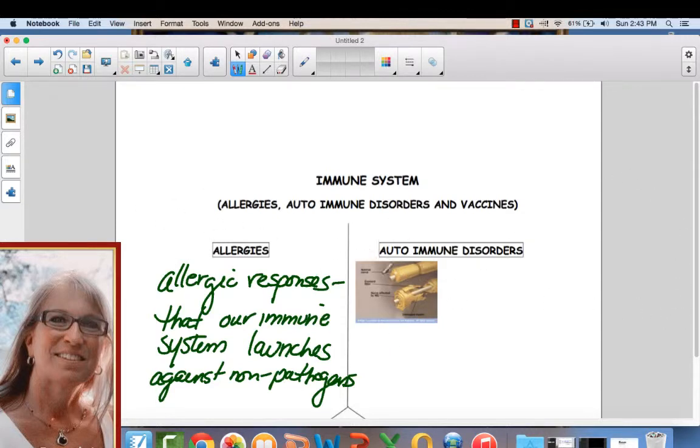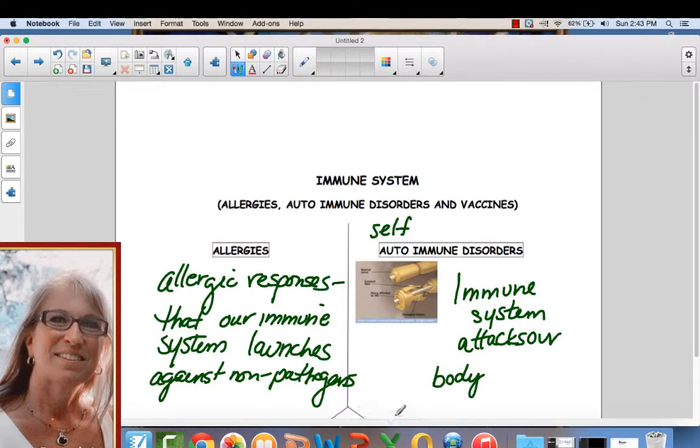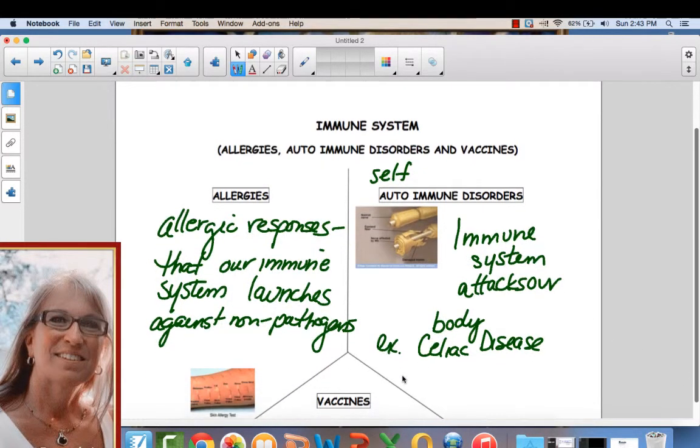Autoimmune disorders. Auto means self, right? So it's when our immune system attacks our body. And some examples of this are celiac disease and multiple sclerosis.